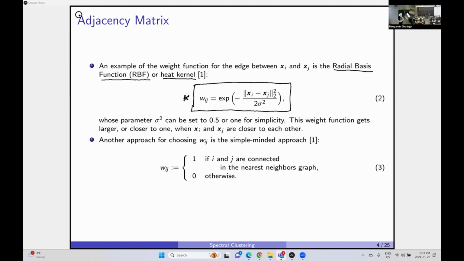And we can use different functions. Usually we use kernel functions for that. I will talk about kernels later in this course, but let me tell you that kernel functions are some of the functions used for measuring similarity between the data points. Okay, this is one of them. And another approach is we say, let wij be binary. If i and j are connected, are neighbors, let it be 1, otherwise 0. Okay?